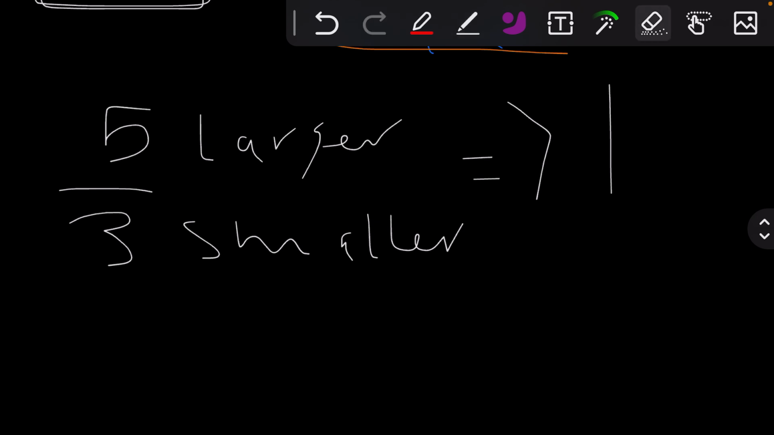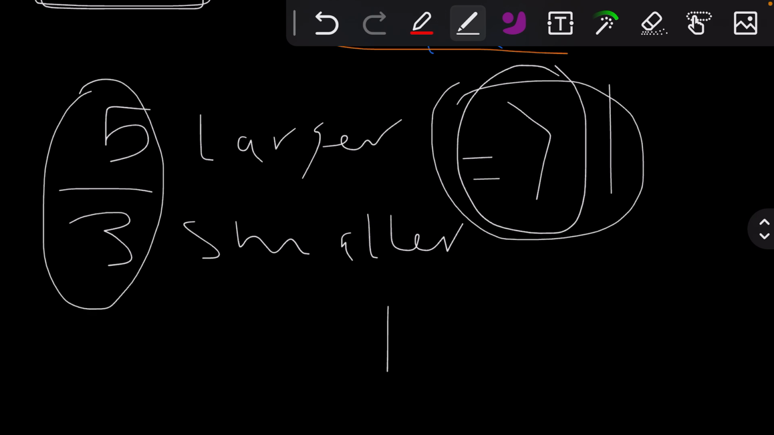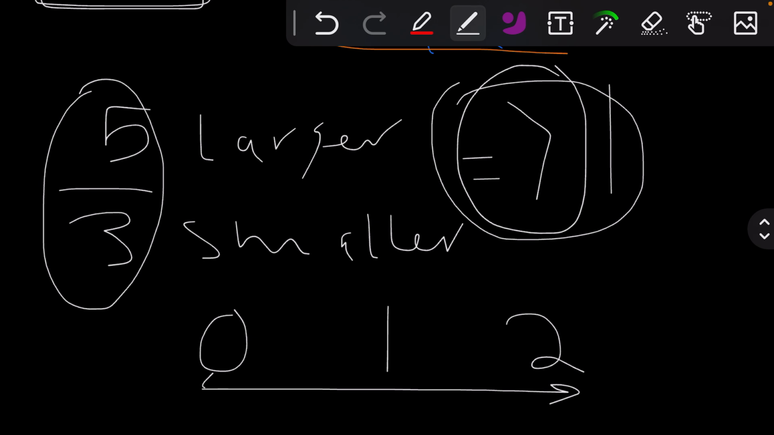But for this example right here, 5/3, because 5 is greater than 3, this fraction is going to be greater than 1 on the number line. So it'll be somewhere between 1 and 2. If we were to draw that, this would be somewhere over here, whereas 3/5 would be somewhere over here. So this is what is referred to as an improper fraction.